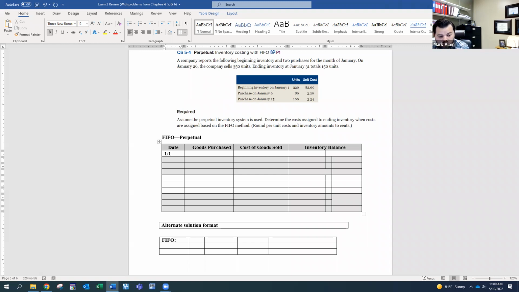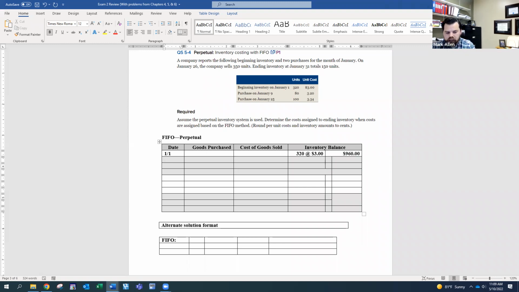Assume the perpetual inventory system is used to determine the cost assigned to ending inventory when costs are assigned by some FIFO method. So on January the 1st, we didn't purchase anything, we didn't sell anything, but we did have a balance, 320 units at $3 a piece. Gives us a balance of $960.